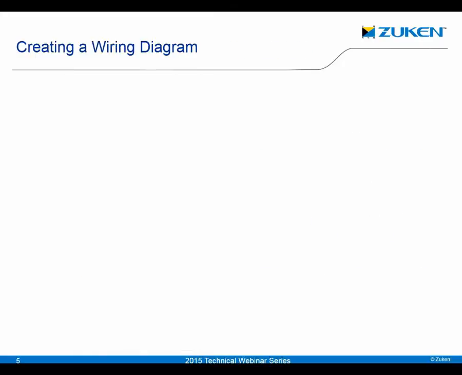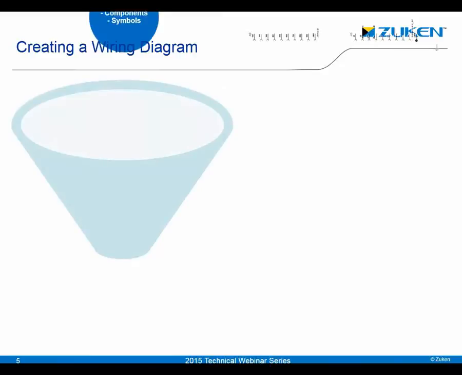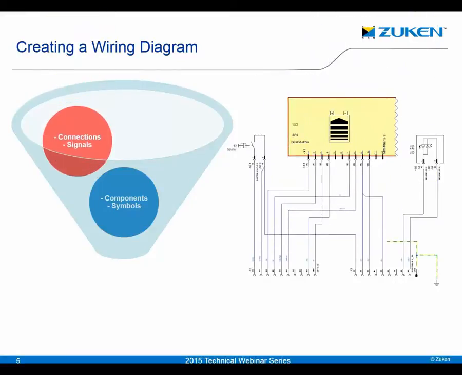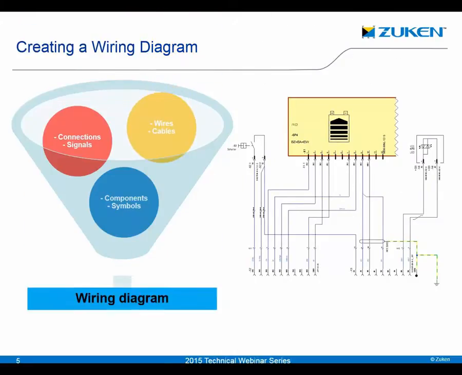Three steps to create a wiring diagram. Placing symbols and components: you can start symbol-oriented to design a function and assign components later, or you can start directly with components. Then connect symbols and components and assign signals. And at last, assigning cables and wires.